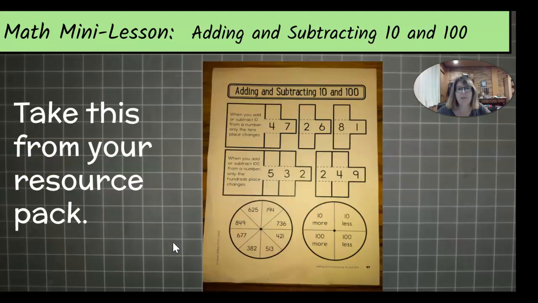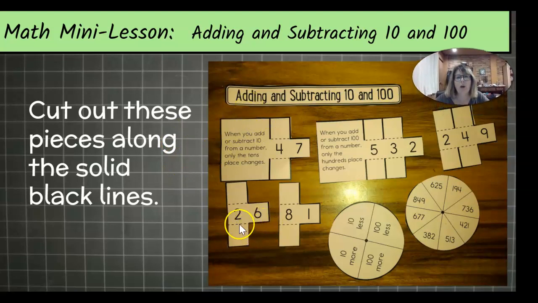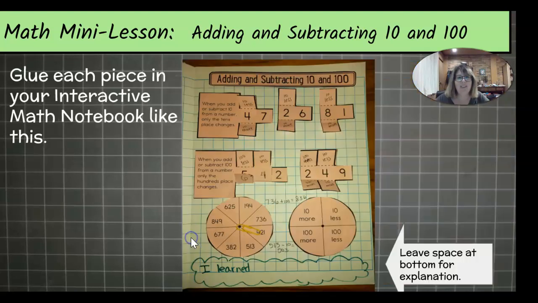What you will need to take from your resource pack is this paper called Adding and Subtracting 10 and 100. As you see, we are going to cut it out into 1, 2, 3, 4, 5, 6, 7, 8 different pieces. Remember that we only cut along the solid black lines. We never ever cut the dotted lines. So yes, we will cut here and here because these little pieces are going to fold up. And we could cut here and here, and I will show you how those fold up.